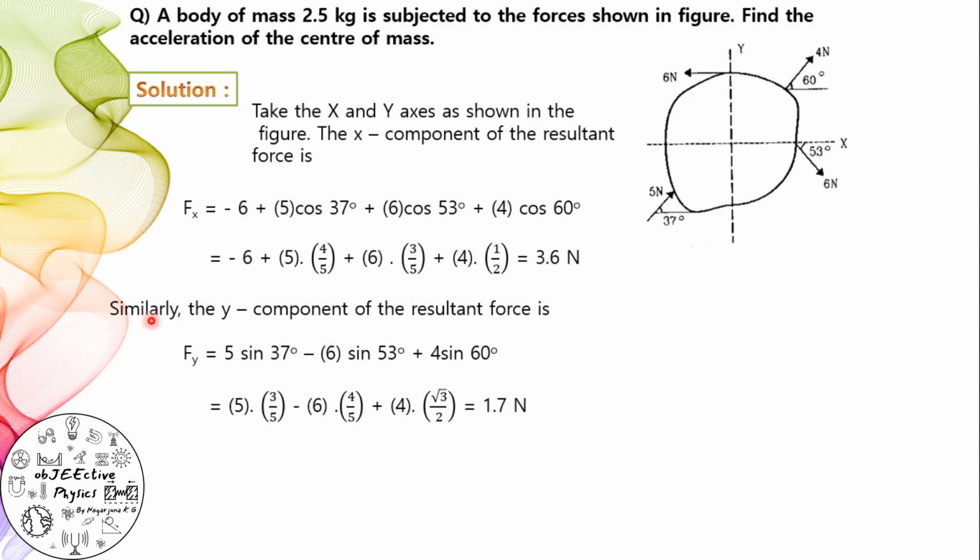acting on the body. Similarly, the y component of the resultant force, that is the vertical components of all 4 forces, but out of 4, here the 6 newtons in the second quadrant does not have a vertical component because it is acting along the negative x direction. So Fy can be written as 5 sine 37 degrees minus 6 sine 53 degrees plus 4 sine 60 degrees. By substituting sine 37, sine 53 and sine 60, we will get 1.7 newtons as Fy.